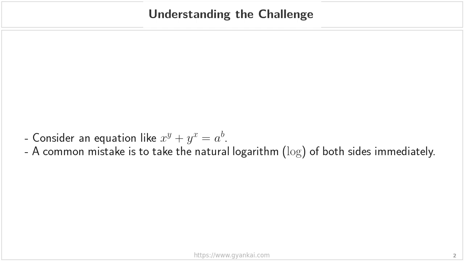Understanding the challenge. Now that we have introduced the concept of implicit logarithmic differentiation, let's look at why this process requires a specific approach. Consider an equation such as x to the power of y plus y to the power of x equals a to the power of b. When students first encounter an expression like this, a very common mistake is to attempt to take the natural logarithm of both sides of the equation immediately.